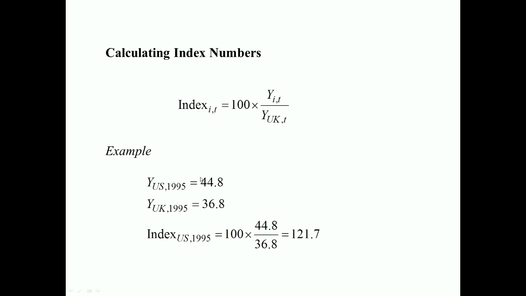For example, suppose we want to calculate an index number for US productivity in 1995 using the UK as the base country. The productivity for the US in 1995 was $44.8 per hour. Productivity for the UK in 1995 was $36.8 per hour. So if we take the ratio of those two numbers and multiply by 100, we get a value of 121.7. And this tells us that productivity in the US was 21.7% higher than for the UK in 1995.